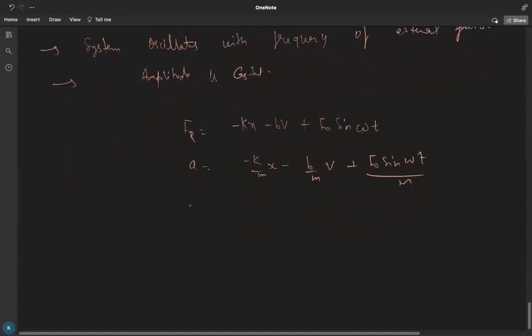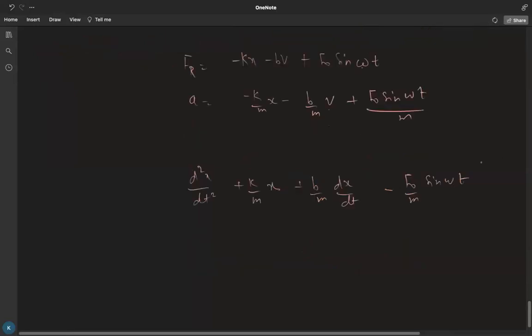So we can write here, again, I'm trying to tell you, our motto is not to solve the differential equation, but just to analyze its solutions. Plus b by m, we can write v as dx by dt, minus F naught by m sine of omega t, and this is equal to 0. When we solve this equation, we get x is equal to A sine omega t plus phi.